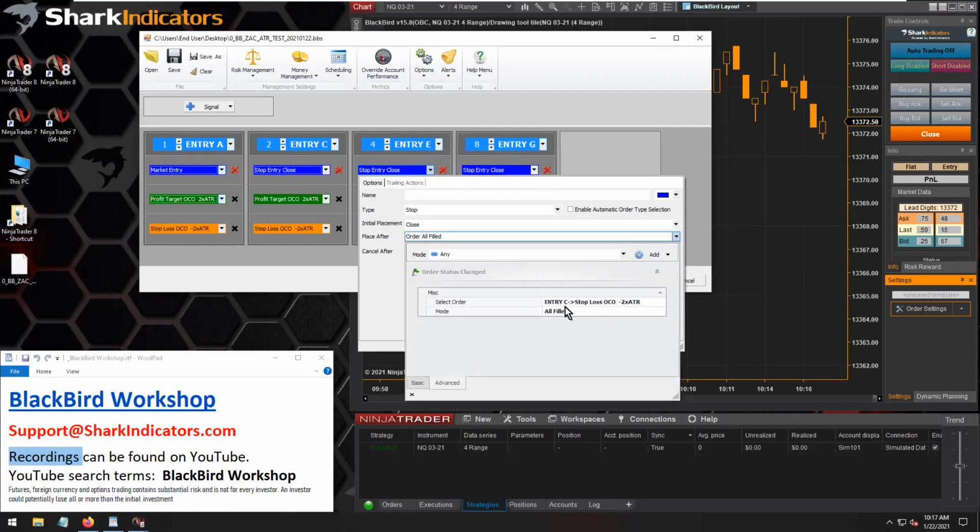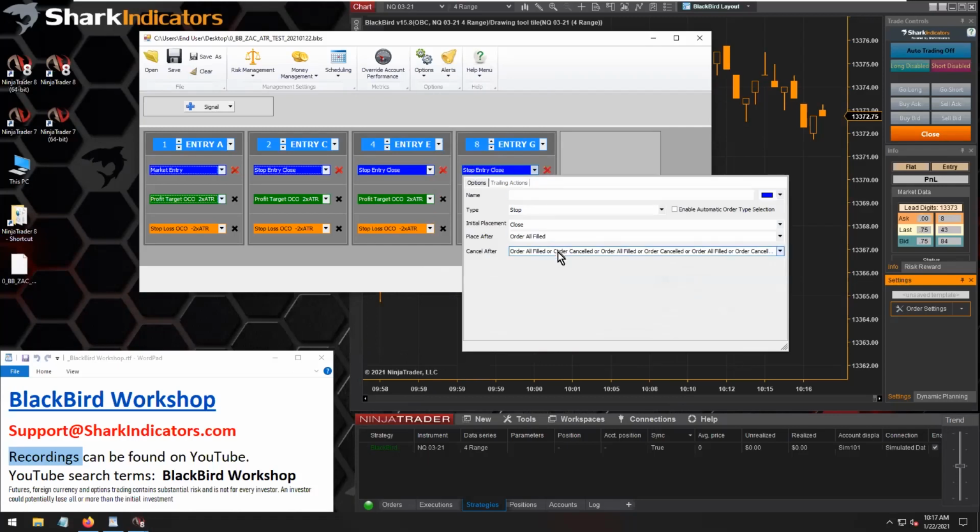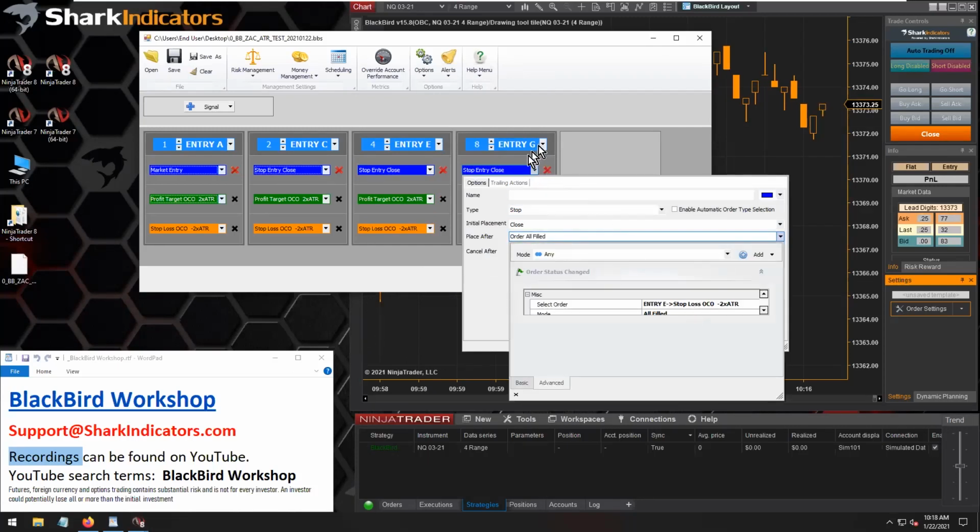Let's see here. This place after, order status changed. We can see here that for order E, the entry order for order set E is waiting for the stop loss of order C to be filled. So order C over here, if this stop loss is hit, then order E is placed to the market, submitted to the market. And order G here, let's take another look. Yes, for order G, again, the same thing. When the stop loss for E is filled, then the entry order for G.